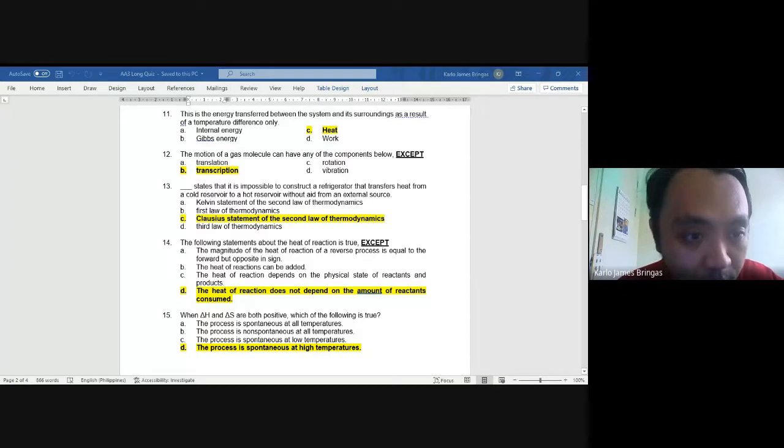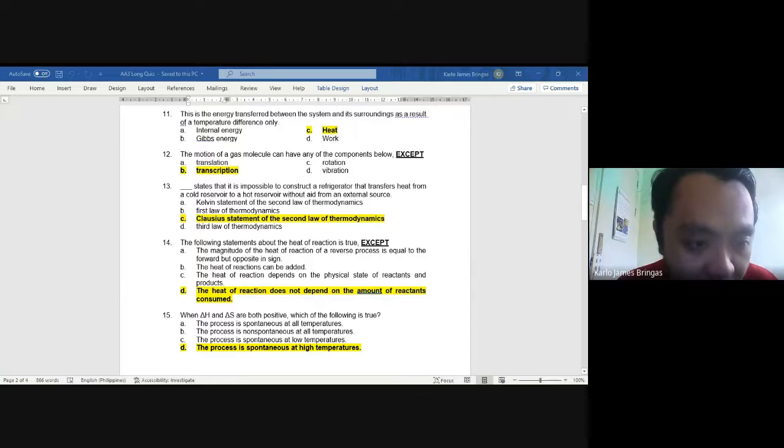So that's number 12. Number 13, we encounter here the definition of the Clausius statement. The Clausius statement tells us that it is impossible to construct a refrigerator that transfers heat from a cold reservoir to a hot reservoir without aid from an external source. So that's number 13. Then we have number 14 up next. The following statements about the heat of reaction are true except for letter D.